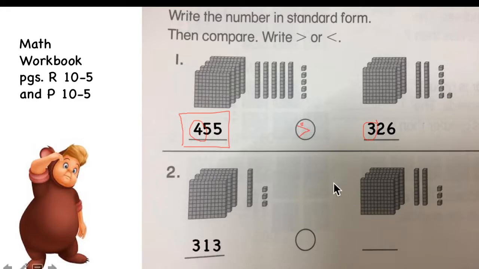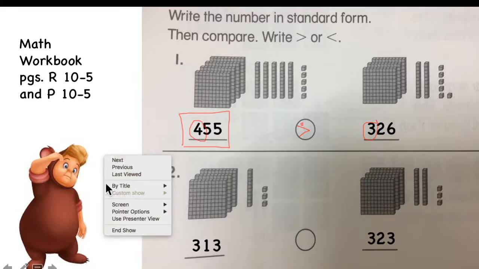Just make sure that you have, oops, that will be 313. 3 hundreds, 1 ten, and 3 ones. 313. What about here? 300, 2 tens, that will be 20, and 3. 323. Now let's compare them.